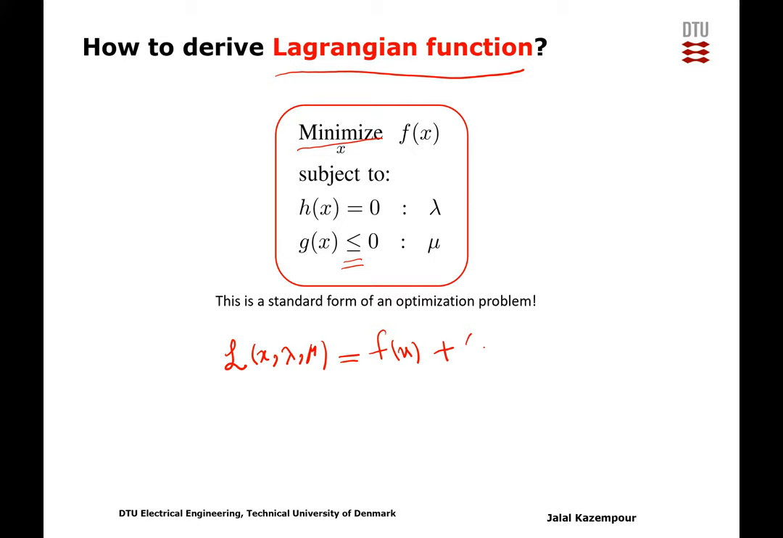Since we have more than one equality constraint, lambda is a vector, so we need lambda transpose. In the same way, we have mu times g of x. If we have more than one inequality constraint, we need mu transpose if mu is a vector. Again, here is a zero. If it's, for example, six, then we write g of x minus six, but we don't have it here.